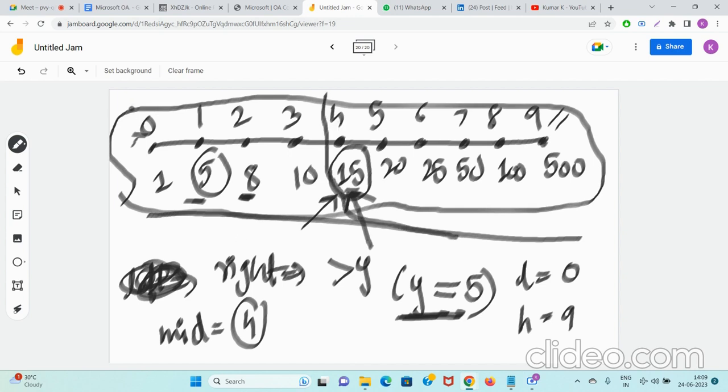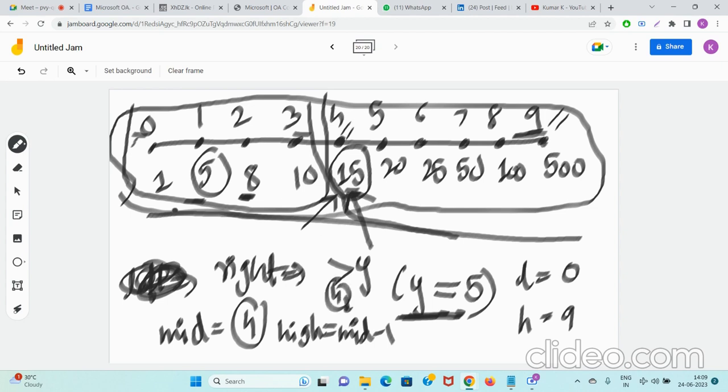Now we will only search from 0 to 3. So when will this happen? Our high pointer was earlier 9, and now our high pointer should be 3. So now I will update my high to mid minus 1, where mid is nothing but 4. So high becomes 3. Now my binary search will only run on 1, 5, 8, 10.